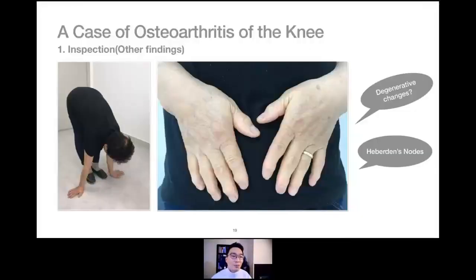And let me show you how I treated the osteoarthritis patient. What do you think of when you see this photo? This patient was a 71-year-old female presenting with knee pain. But other than knee pain, this patient had Heberden's nodes on her distal interphalangeal joints, and it was showing a little bit of redness, as you may have noticed.